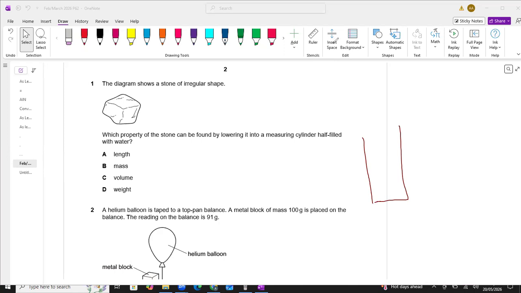All right, so you can see initially we have filled the measuring cylinder half with water. When we lower this stone into the measuring cylinder, the water level will rise up. We can measure the volume of this irregular stone by subtracting the initial volume from the final volume. Initial volume of water is V1 and final volume of water is V2. So basically, a measuring cylinder is used to find the volume of an irregular object.